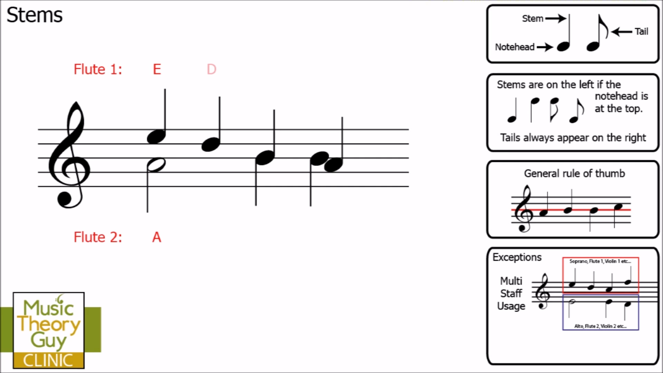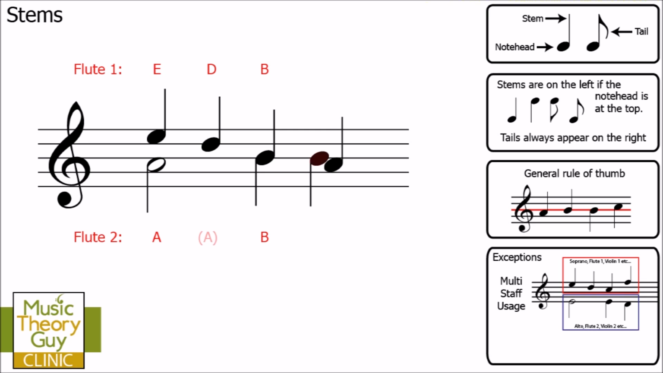The next note is a D. It's going to be played by flute 1 because the stem's pointing upwards. At this point, the flute 2 is still playing the A because that was a 2-beat note that they're playing. Now, this note, which I've highlighted red, there's a stem pointing upwards and downwards. That means that both flute 1 and flute 2 are going to play the note B.